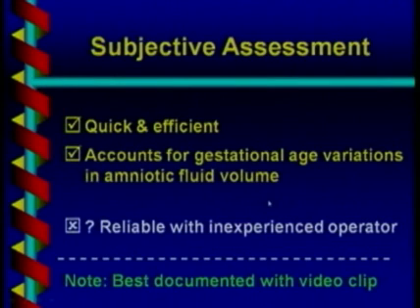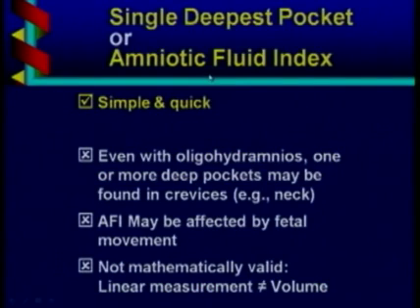So which one should you use? Subjective assessment is quick and efficient, and accounts for gestational age variations in the amniotic fluid. The only potential downside is it may be of questionable reliability with an inexperienced operator. It is best documented, as I showed you in the prior slides, with a video clip. The single deepest pocket or amniotic fluid index is simple and quick, especially the single deepest pocket, but even the amniotic fluid index is pretty simple and quick. But these are the semi-quantitative methods.